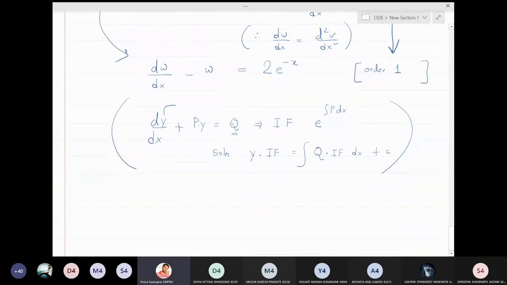Okay, so here who is playing the role of y now? Here my differential equation is in w, so dw by dx plus pw is equal to q. Who is your q? This is your 2 e raised to minus x. And therefore, what will be the solution equal to? The solution will be w into integrating factor is equal to q into integrating factor dx. And right, so who is your integrating factor here? The integrating factor is e raised to integration minus 1 dx.